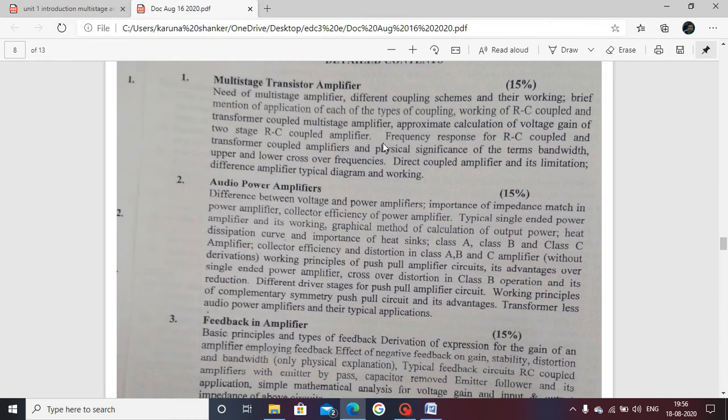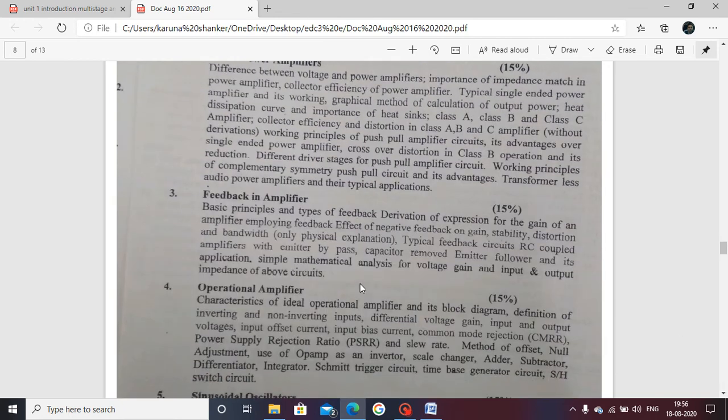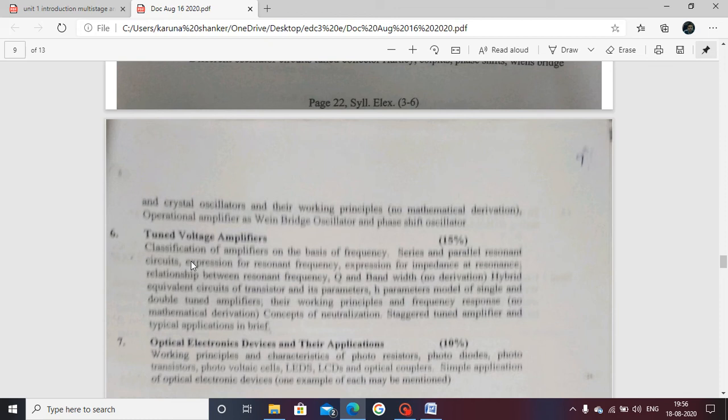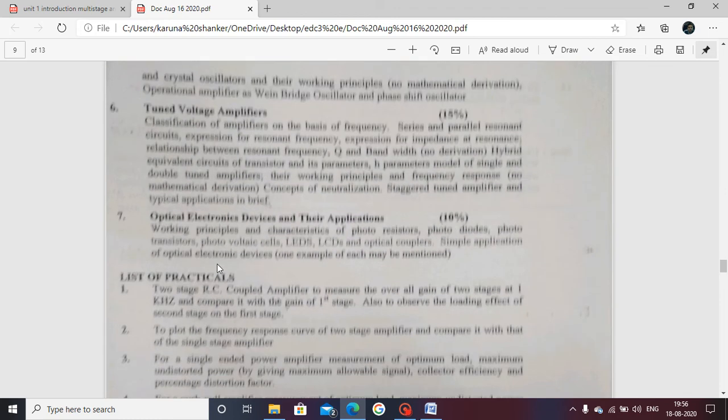Electronic devices and circuits second. This is your syllabus. First one we discuss multi-stage transistor amplifier. Next, your audio power amplifier. Next, feedback amplifier. Next one, operational amplifier. And fifth one is the sinusoidal oscillator. Next, move to the tuned voltage amplifier. Last, your optical electronic devices and their applications.